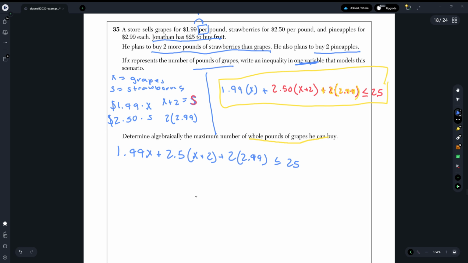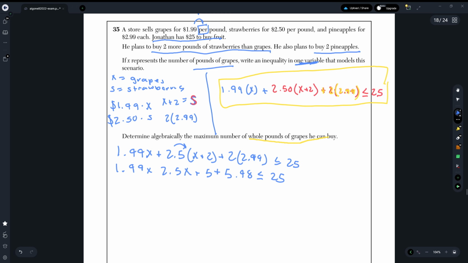And we're just going to solve for x, right? So 1.99x, we're going to distribute this out. So now we have 2.5x plus 5 plus 2 times 2.99 is what? Let's see. 2 times 2.99, or 299, is 5.98. And all of that is greater than or equal to 25.